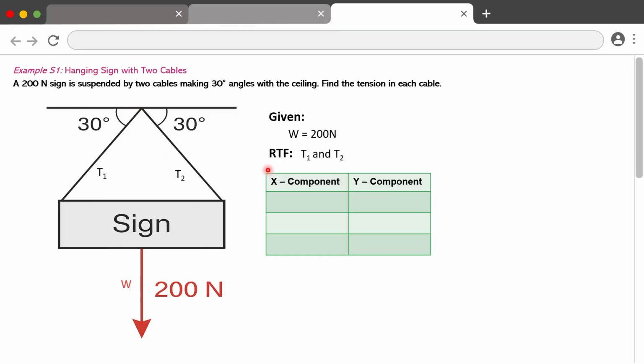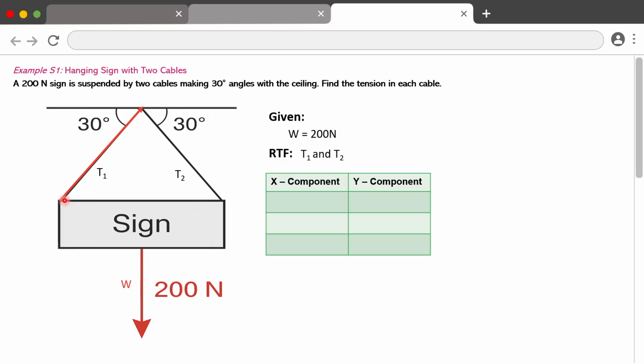So we're required to find tension 1 and tension 2, tension 1 being the tension force that the ceiling exerts on the sign through this cable. Tension 2 is the tension force exerted by the ceiling on the sign through this cable. We have this table right here, which lists down the x component and the y component of the force. So we're going to examine the forces that are being applied on this sign right here. Let's start with the tension force.